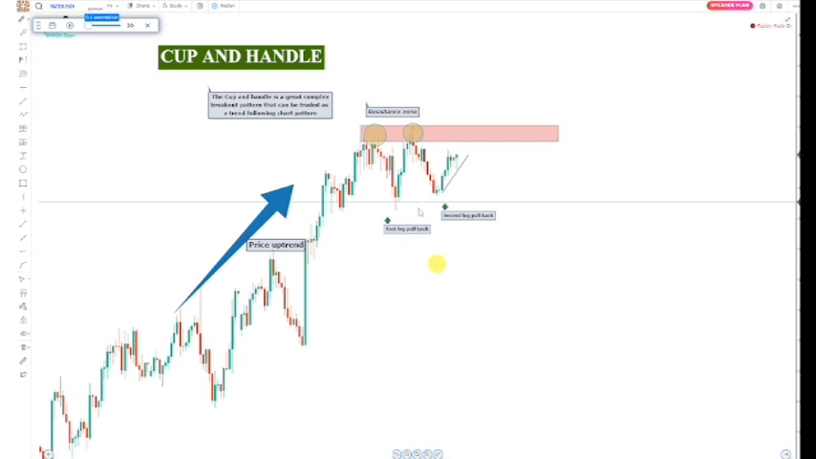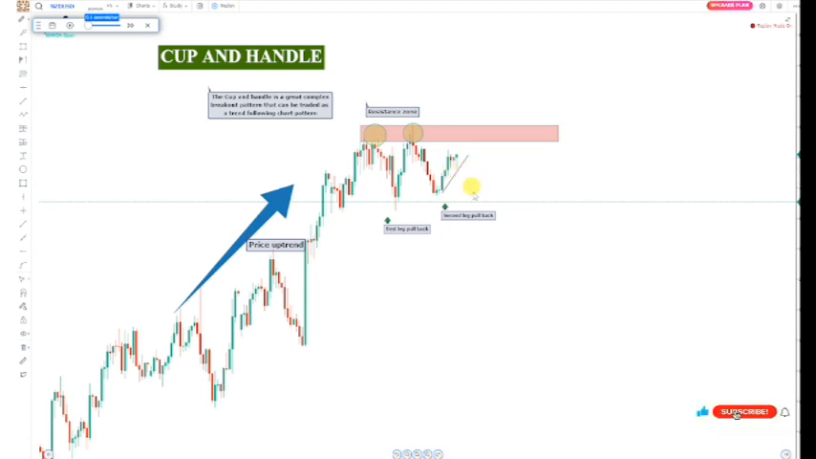But what happens immediately? The price hit the resistance, it comes back with full force, it moves again and comes back with full force, but it did not reach this support level. That shows you bullish momentum in the market.